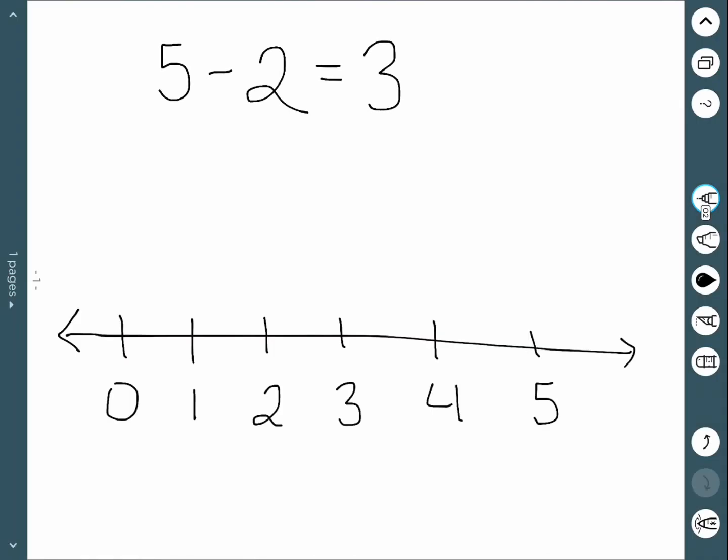If we were to consider a number line, what this is really saying is start at 5 and move backwards by 2. So we get to 4 and then 3. So 5 minus 2 is equal to 3.